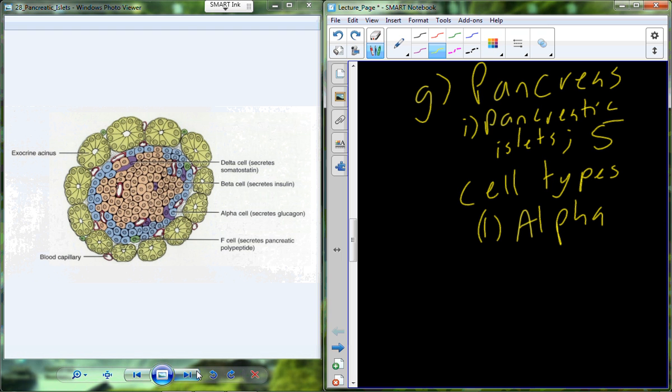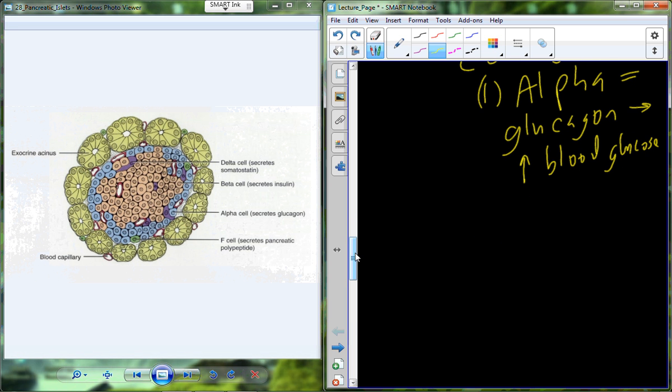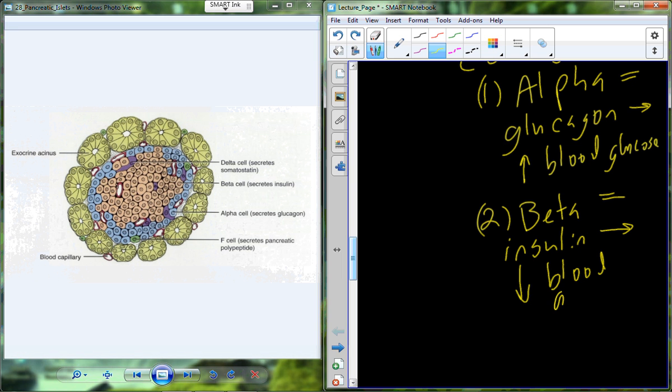So one of the cells in here is called the alpha cell. And the alpha cells produce a hormone called glucagon. Glucagon, when released into the bloodstream, basically has the reverse reaction of insulin. And so this is going to actually result in an increase in blood glucose. So glucagon enters the bloodstream, and glucose should shortly follow. The second cell type are the beta cells, and these are cells that you are going to be most familiar with because these produce the very well-known hormone insulin. Insulin is responsible to reduce blood glucose levels.